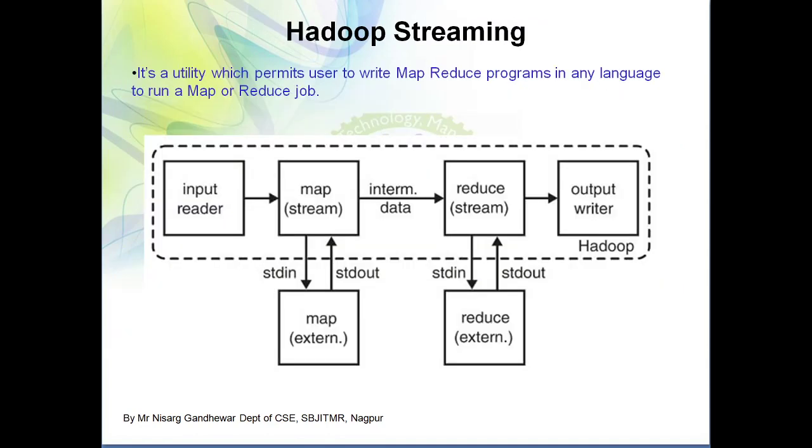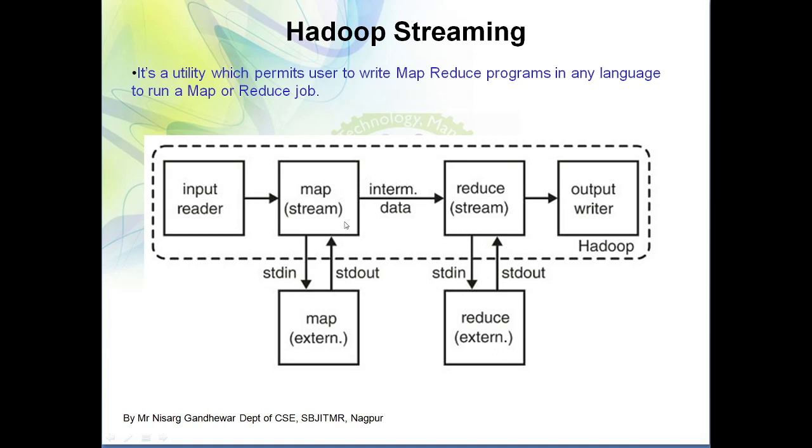Now the third way of integrating R with Hadoop is by making use of Hadoop streaming. Hadoop streaming is nothing but a utility which permits a user to write a MapReduce program in any language to run a map or reduce job. This is the main use of Hadoop streaming. It is simply a utility which allows you to write a MapReduce program, because MapReduce is responsible for processing, and you can write that program in any particular language.